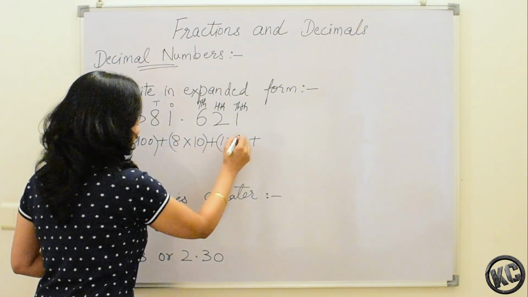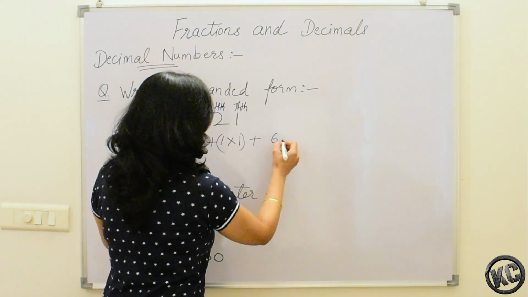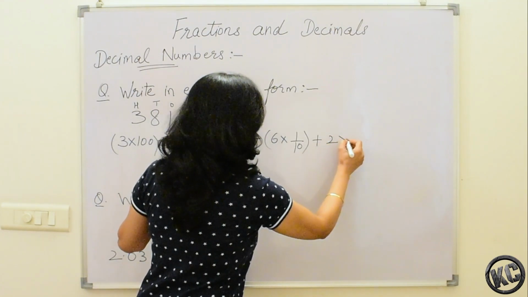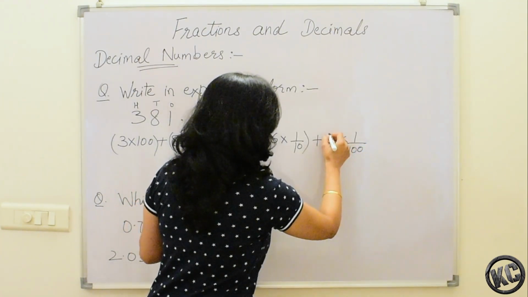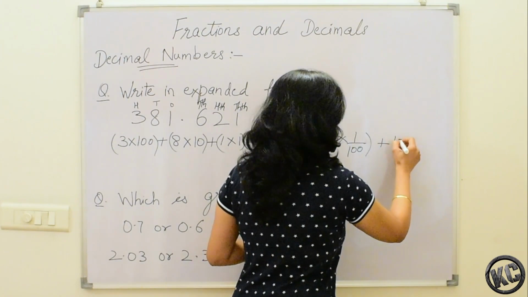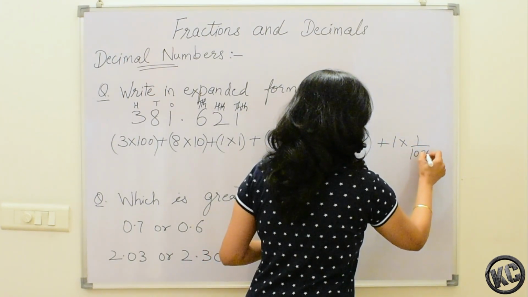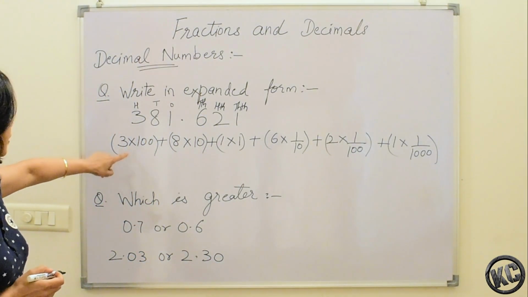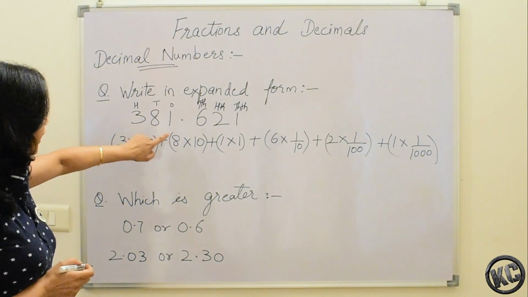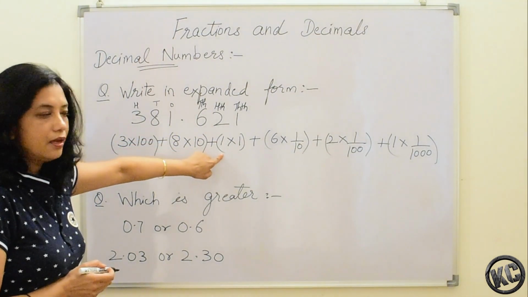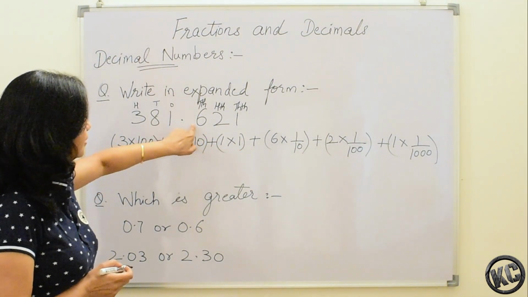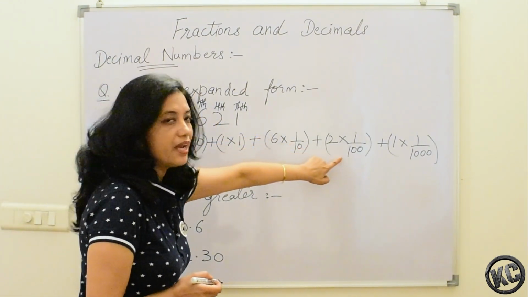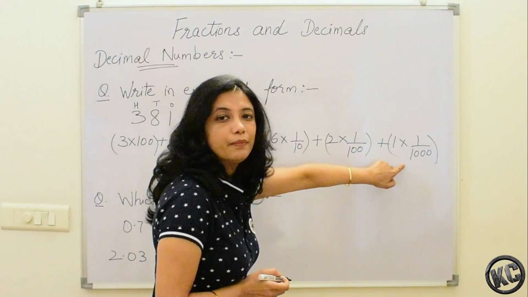in brackets if you want to, plus 6 into 1 by 10, plus 2 into 1 by 100, plus 1 into 1 by 1000. So this is how we will expand the number. This is 381 plus, now this is 6 tenths, 6 into 1 by 10, this is 2 into 1 by 100, this is 1 into 1 by 1000.